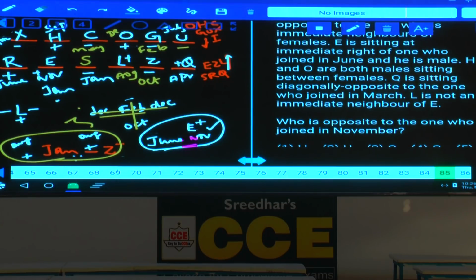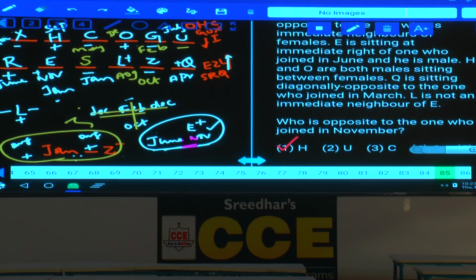Then question number 85, who is opposite to the one who joined in November? Opposite to the one who joined in November, that is H, September. H, that is choice 1. H, choice 1 is the answer.